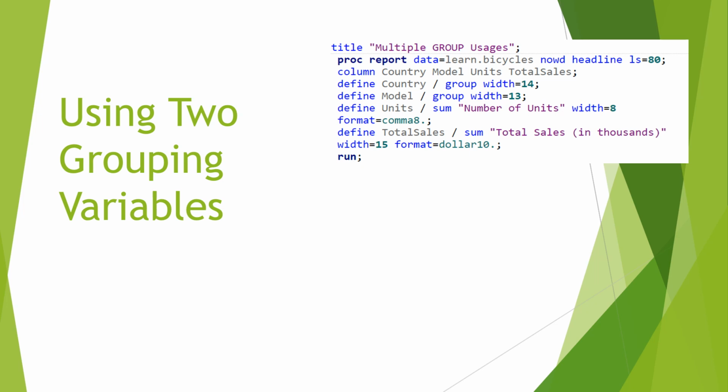To do this, both the country and model variables are defined with a group usage. The order of these variables in the column statement specifies that country comes first and then model is nested within country. The option headlines was added to the PROC REPORT. This option places a line between the column header and the remainder of the report.